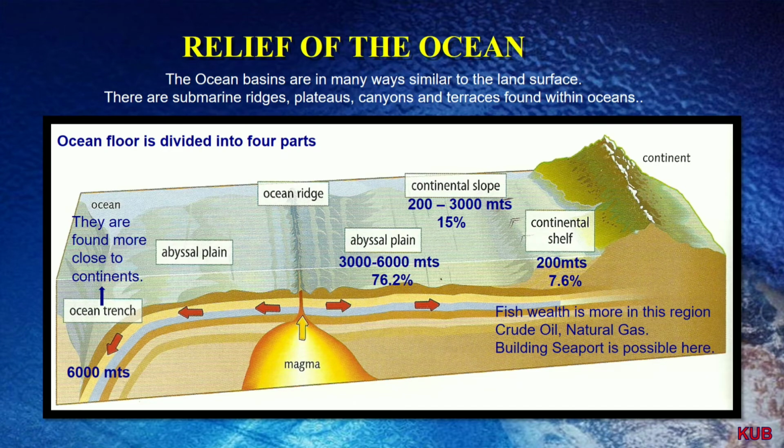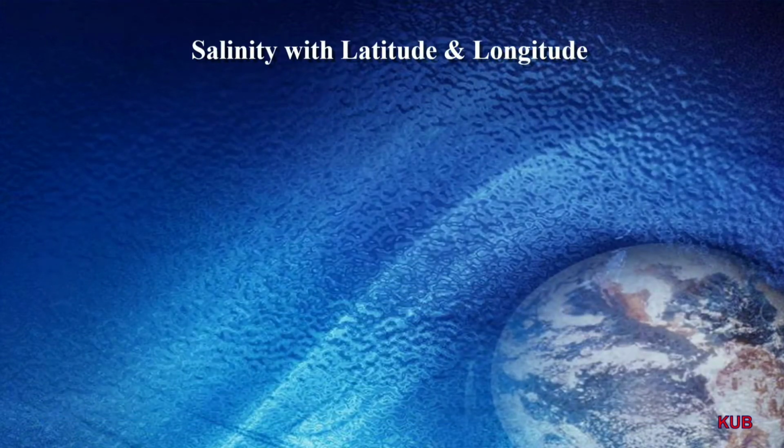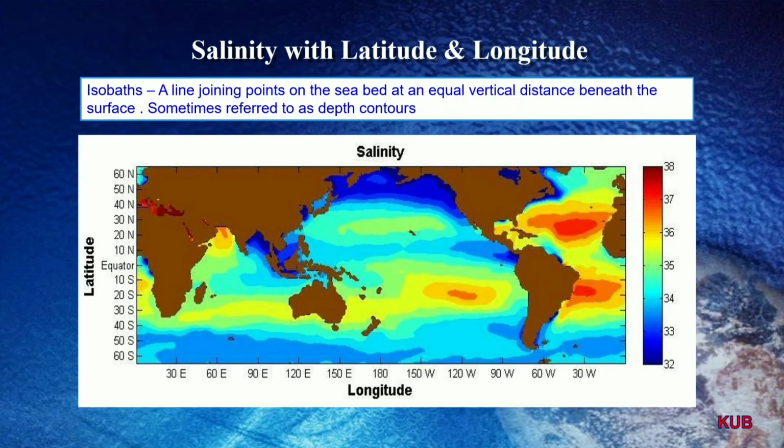Let's discuss the salinity of the ocean. Isobars: a line joining points on the seabed at an equal vertical distance beneath the surface, sometimes referred to as depth contours, that is isobars. Let's discuss in detail the salinity of the ocean.